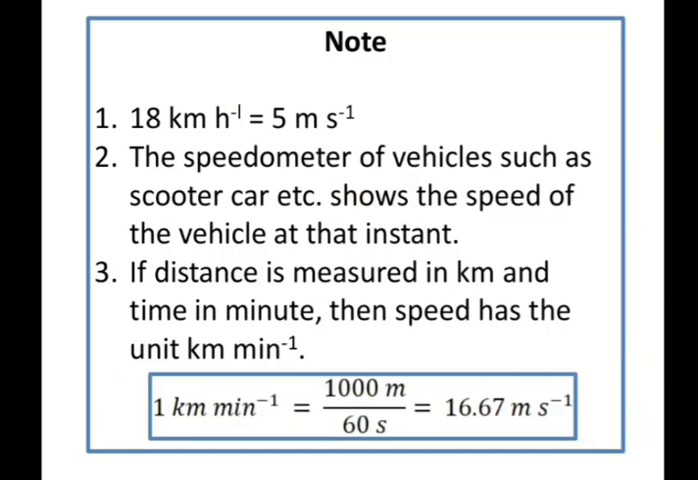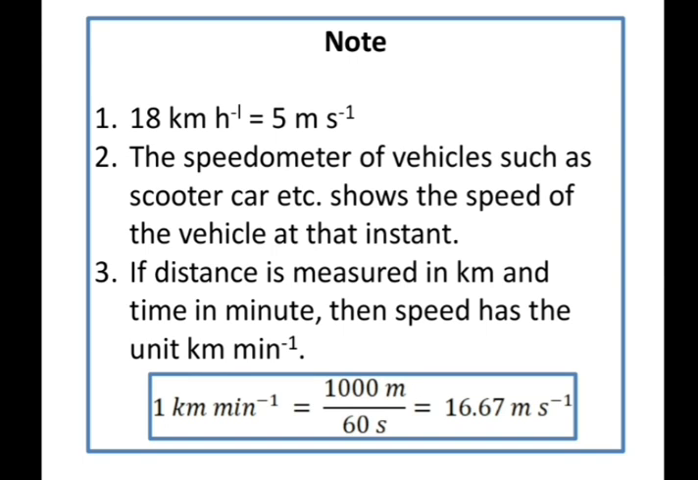There are some points which we have to remember. What were they? First one is 18 kilometer per hour is equal to 5 meter per second, or 36 kilometer per hour is equal to 10 meter per second, which we have studied. Third point is 1 kilometer per minute is equal to 16.67 meter per second. So these values you have to remember while solving numericals, so that you do not need to calculate them again and again. So remember and learn them.